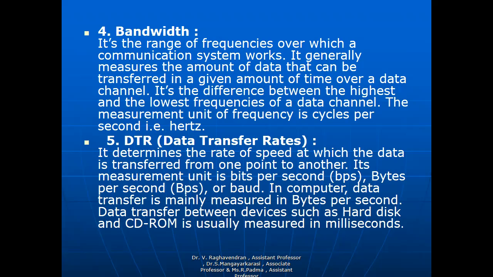The fifth one is DTR. DTR means data transfer rate. This determines the rate of speed at which the data is transferred from one point to another point. Next, the measured unit is bits per second, capital BPS, that means bytes per second, or baud. These three measurements are used to identify the DTR. In computers, data transfer is mainly measured in bytes per second. Data transfer between devices such as hard disk and CD-ROM is usually measured in milliseconds.